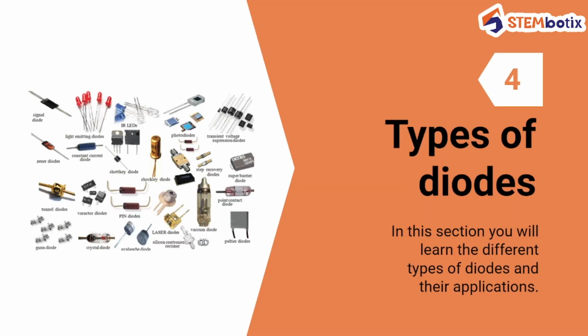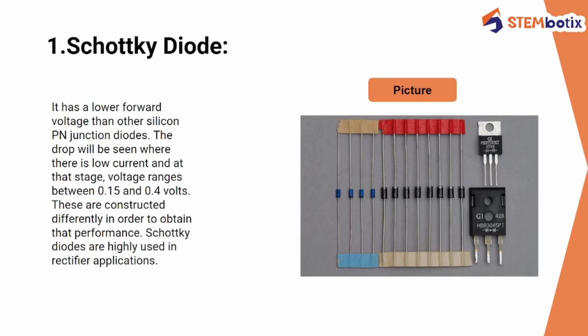Now, our fourth and last part of this diode session is the types of diodes. In this section, we will see other types of diodes. First is the Schottky diode. The Schottky diode has a lower forward voltage than the other silicon PN junction diodes. See, the other PN junction diodes do not have this much lower forward voltage. So these Schottky diodes are preferred where a lower forward voltage is required.